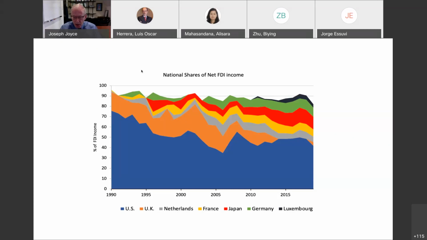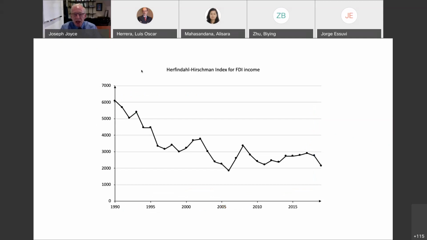Okay? So we can take the data and construct a very basic index. That's a concentration index. And this is something you may have seen in other contexts, for example, industrial organization, when we look at the market share of the largest producers. So in this context, if there was one country receiving all of the income, the index would be 10,000. Instead, we start at 6,000 in 1990, and it begins to come down.